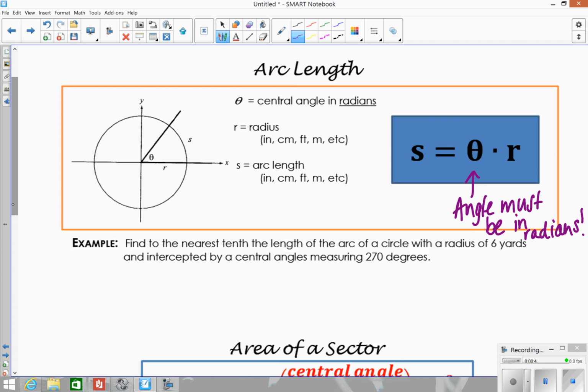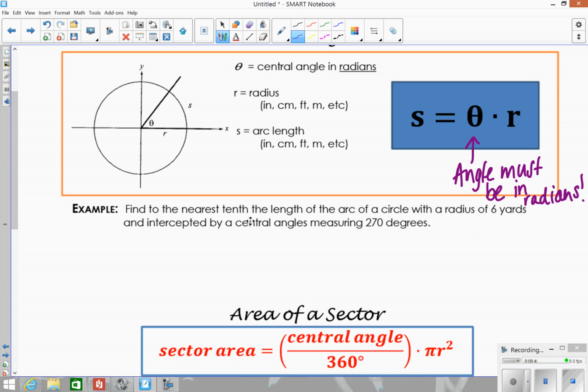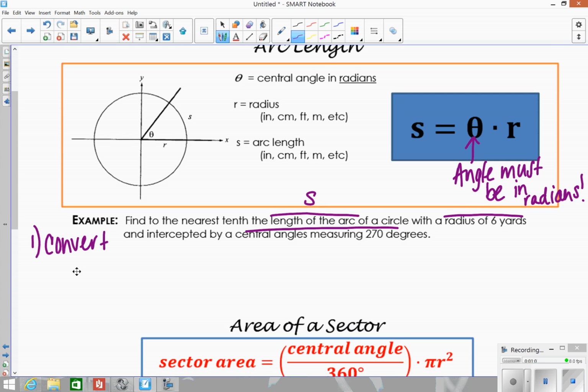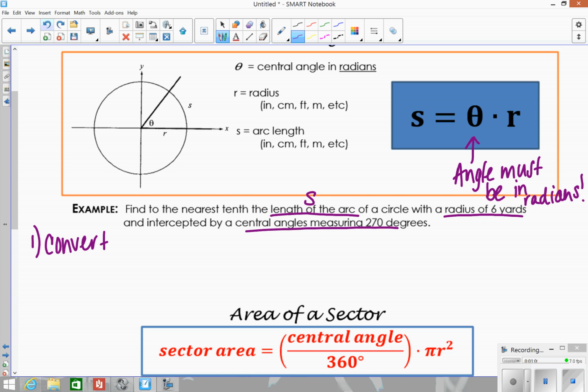So if we look at the first example, it's saying find to the nearest tenth the length of the arc, so that's going to be the S, of a circle with a radius of 6 yards and intercepted by a central angle measuring 270 degrees. So this is our theta, but the problem is it's in degrees. So the first thing we're going to have to do is convert 270 degrees into radians.